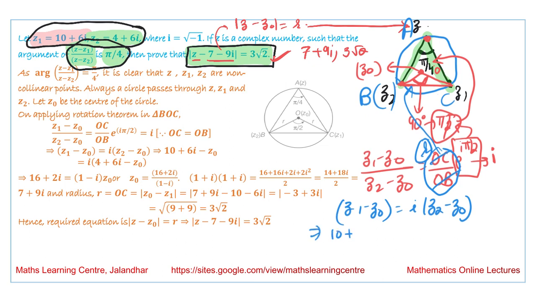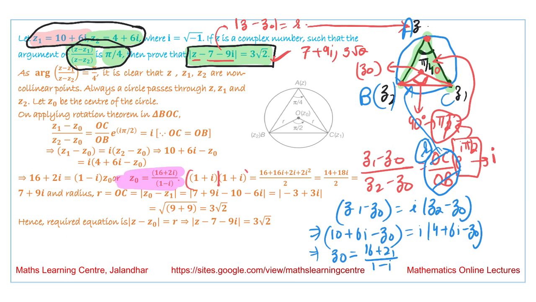This implies that 10 plus 6i minus z0 is equal to i times (4 plus 6i minus z0), and by solving this we obtain z0 equal to (16 plus 2i) divided by (1 minus i). On rationalizing, multiplying and dividing by 1 plus i, we obtain z0 equal to 7 plus 9i. This is the value of z0 that we have.